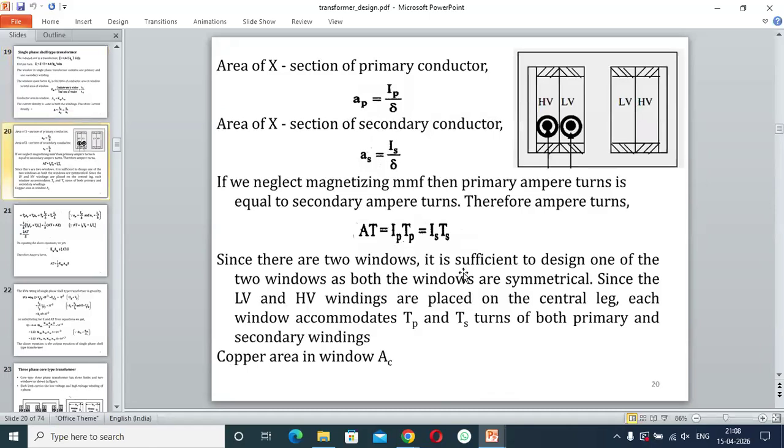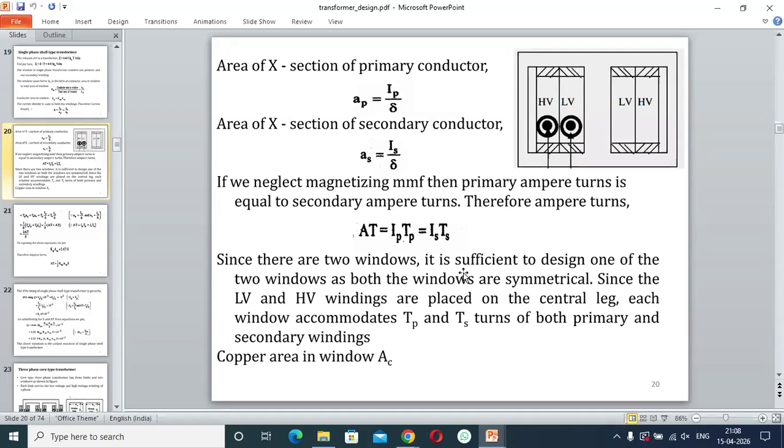Area of the cross section. So now we define this into two sections. The area of the cross section of the primary conductor AP will be given as IP upon delta, and the area of the cross section of the secondary conductor AS will be given as IS upon delta. These are the two factors that we have.